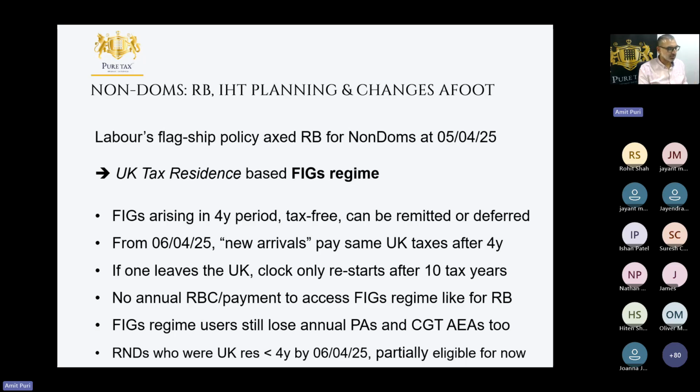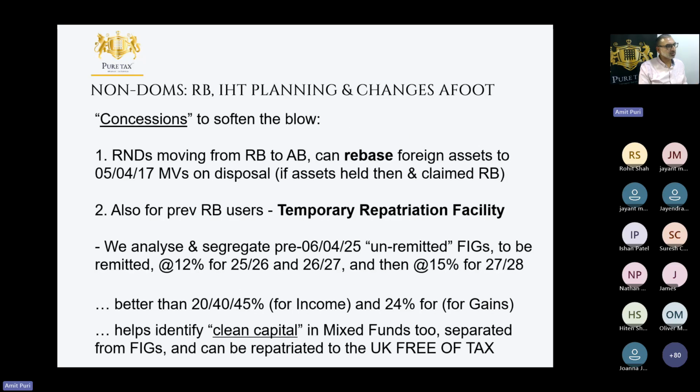And there are lots of quirks, especially where someone's been here for a while and used to be on the remittance basis, for example. They need to know what they can and can't do going forwards. I'm going to focus on the following slide because that's what I've been asked by many to cover today. Well, what can you do, right?